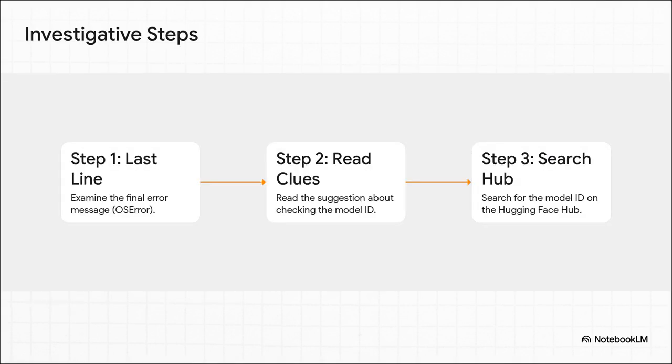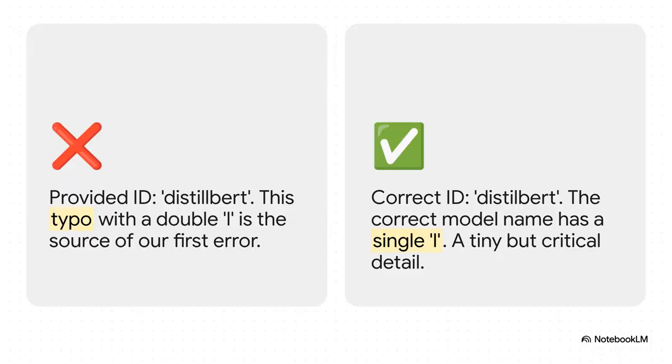All right, so let's put our golden rule into practice. We look at the very bottom line, and what do we see? An OSError. And it even gives us our first lead. It's telling us to check the model ID. So that's step one. We're going to take that ID and pop it right into the search bar on the Hugging Face hub. And boom, there it is, our first big break in the case.